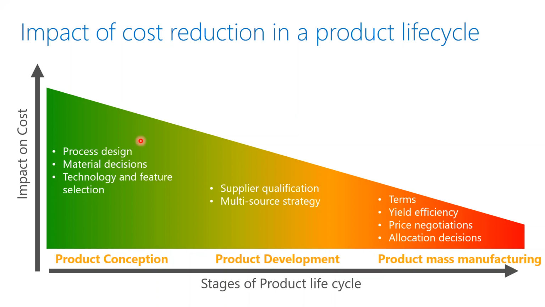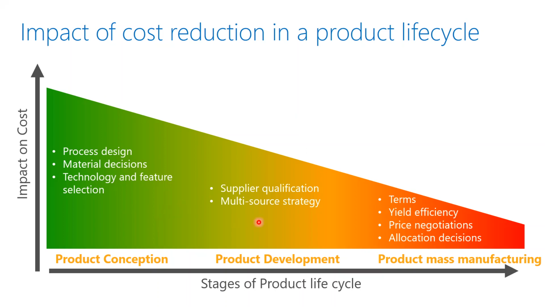So those decisions are taken in the product conception stage, and in this stage the impact on cost is the maximum, because once you decide on these materials and process design, your cost is more or less locked down. So the maximum cost decision happens in this stage.